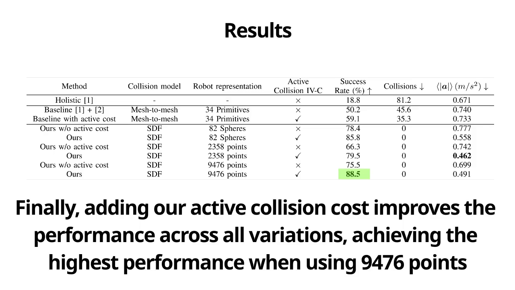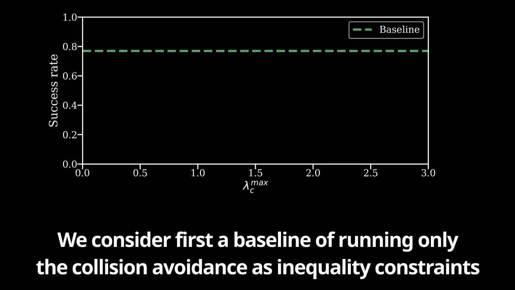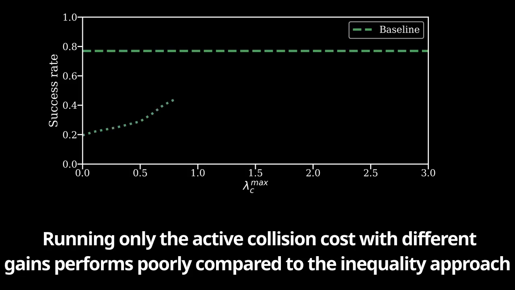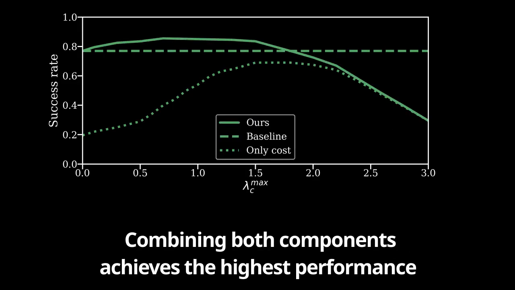9,476 points. In addition, we perform an ablation regarding our active collision cost component. In this experiment, we sample an extra 100 variations for both scenes and check the performance by varying the gain of the active collision cost. We first consider a baseline of running the controller only using our inequality constraints. By running the controller only using the active collision cost, the system performs poorly. Our approach combines both components and achieves the highest performance.